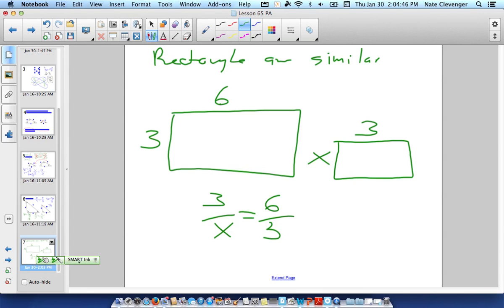Then do your cross products. You get 6x equals 9. X equals 3 halves when you reduce 9 over 6 to 3 over 2. Right? Sounds beautiful? Yes. You can apply this to any similar shapes. That's how you do scale drawing. That's why we do it. We used to study that in test prep, specifically solving for scaled values. We're not going to be doing that now.